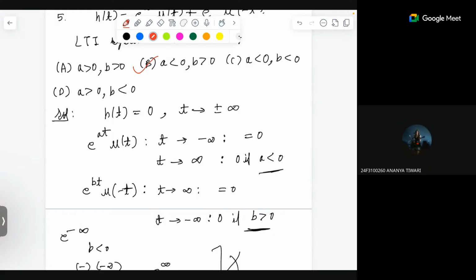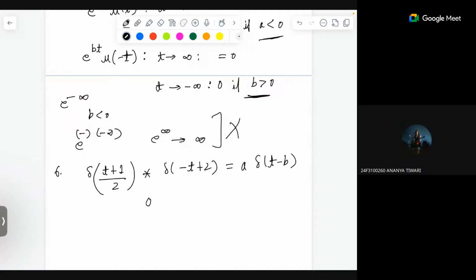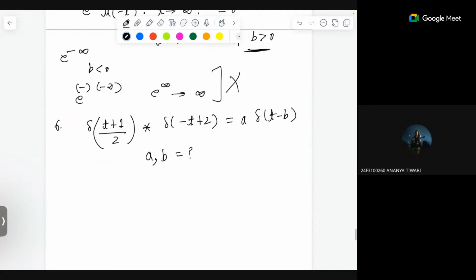Can we move to the next question? Yes. The next question is based on Dirac delta and convolution, so you will have to use some properties of the Dirac delta in this. Delta of t plus 1 by 2 convolved with delta of minus t plus 2 gives me a times delta of t minus b. You have to tell me the values of a and b. Is the question clear? Yes. How much time do you need to solve this? One minute. Okay, once you get the answer, tell me.